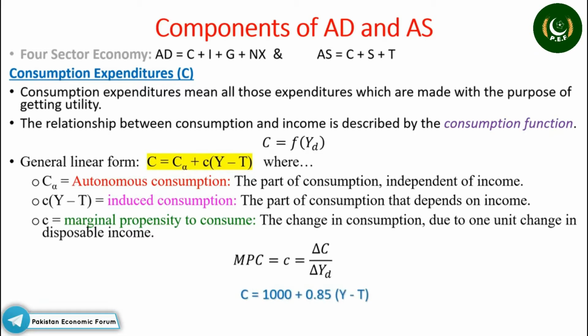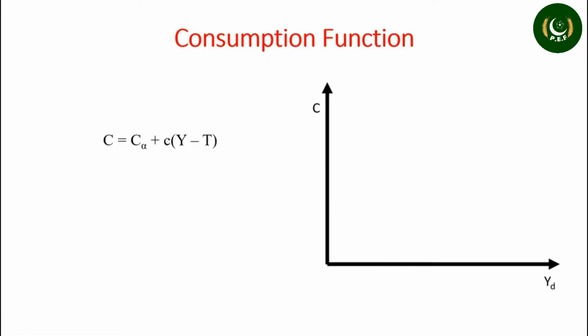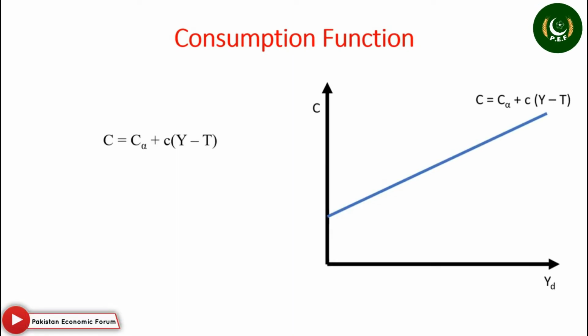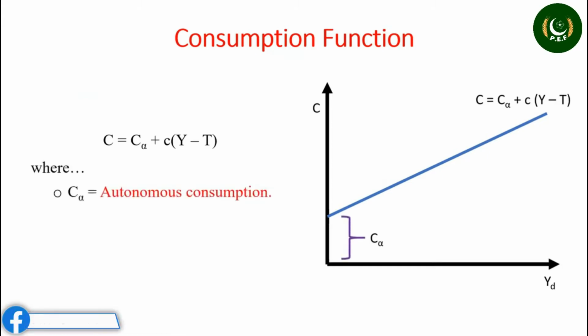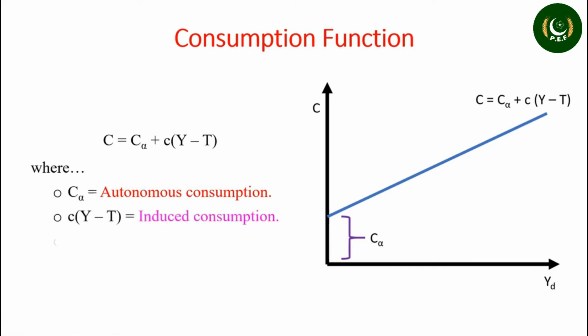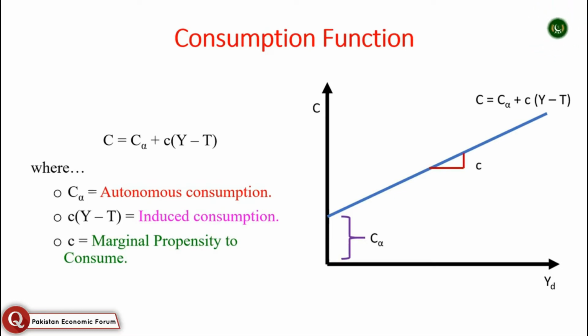An example of consumption function equation can be seen graphically. We can translate this equation as where the autonomous consumption of C alpha is and the MPC or small c represents the slope of consumption function.